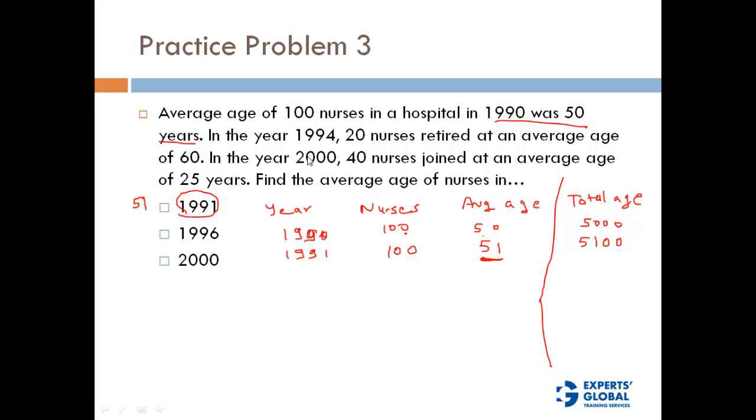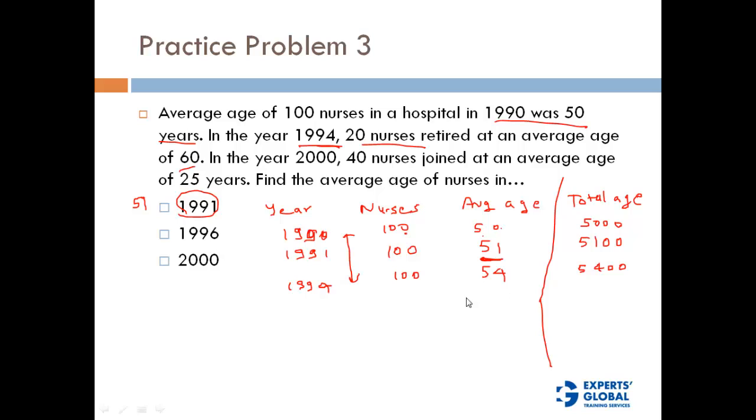Now an event happens in 1994. What happens? 20 nurses retired at an average age of 60. So let's say this is the start of 1994. In the start of 1994, we still have 100 nurses, and they are going to have 54 years as the average age, because 4 years get added to the average age of 1990.